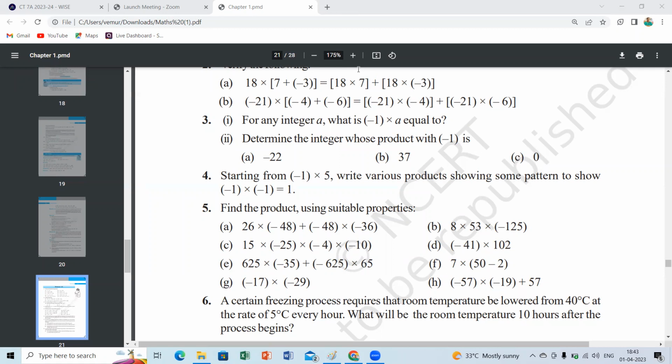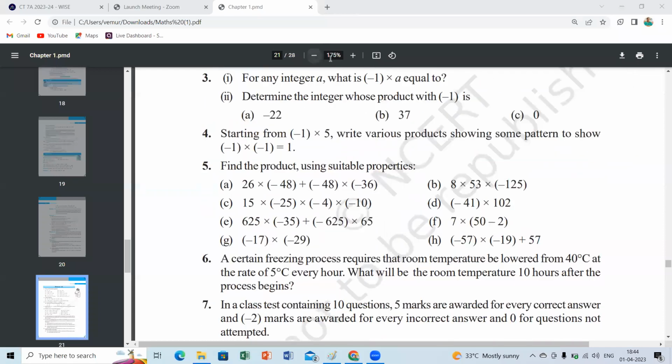Correct. Now Anubhav, Varshit, please determine the integer whose product with minus 1 is minus 22. If you multiply minus 1 into what number, you get minus 22? Ma'am, positive 22, ma'am. Very good. Correct. Then 37? Minus 37, ma'am. Very good. Then 0? Ma'am, 0. Very good.